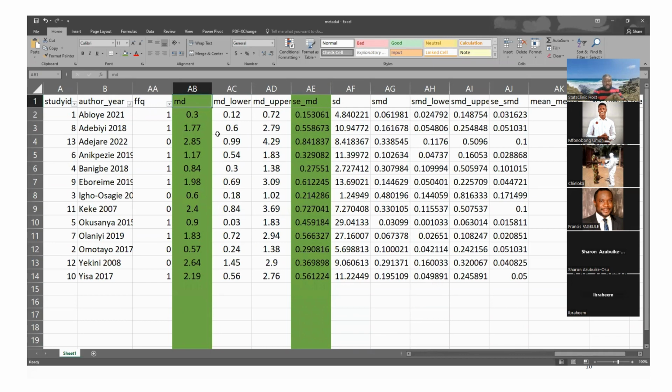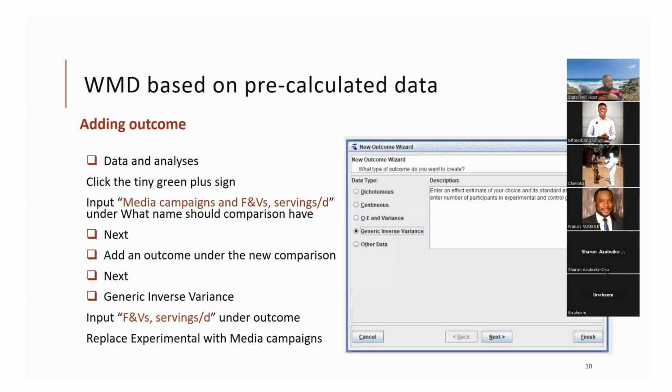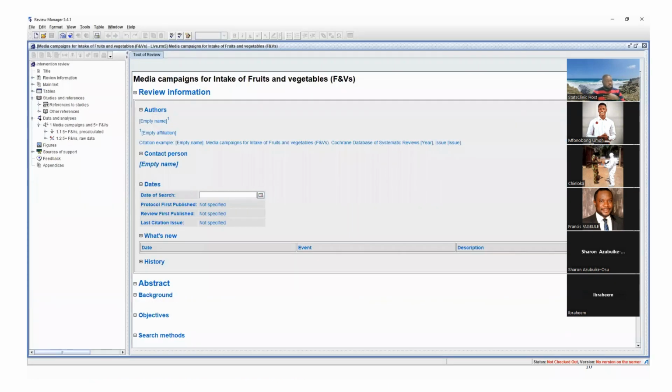You have conducted media campaigns in one group of villages versus another group of villages, and you looked at the mean intake of fruits and vegetables in the treatment group versus the mean intake in the untreated group, and then you take the difference. That's how we obtain this mean difference for each study. Now if you want to pool these mean differences together to obtain a pooled mean difference, that's the focus of today's analysis.